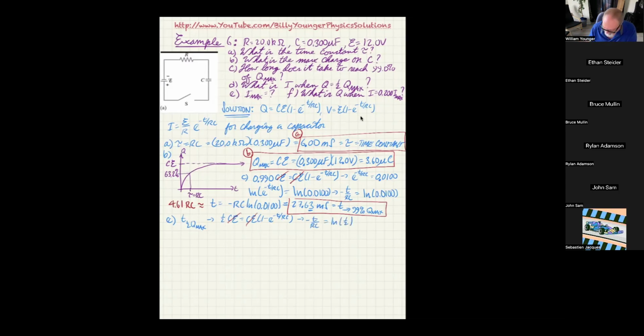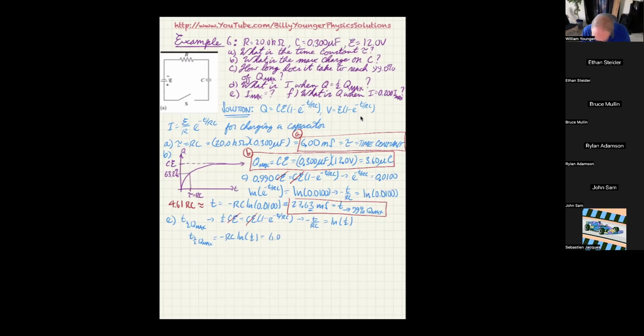Because when the 1/2 comes over to the right-hand side, it's going to be 1 minus 1/2, and the E is going to come to the left-hand side, and that's going to be E to the negative T over RC. When you take the ln, you get negative T over RC out in front, and then ln of E, which is just 1. So this is ultimately what happens. I can say T for 1/2 Q max is equal to negative RC ln of 1/2.